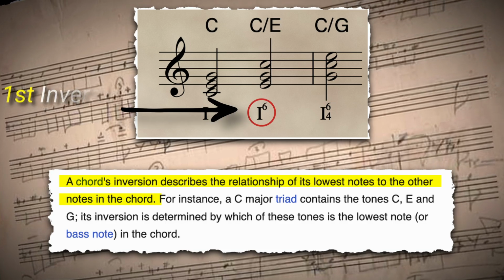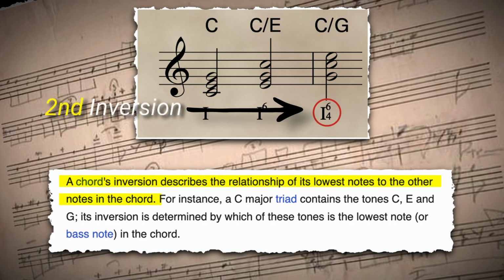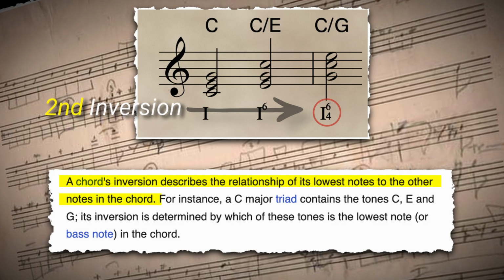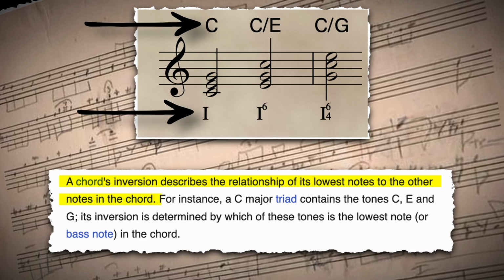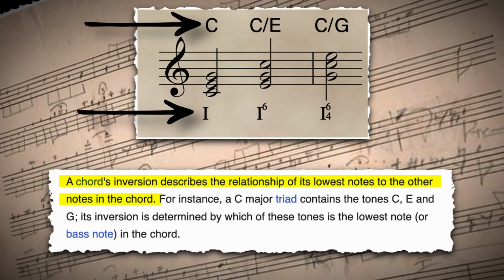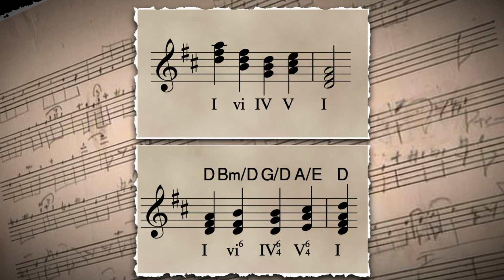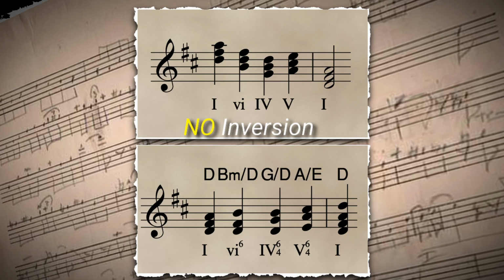The first one with the E in the bass would be referred to as first inversion, and the second one with the G in the bass would be considered second inversion. There are 2 different ways to write this, either in the standard Roman numeral notation or the version that is more commonly seen in jazz. The jazz one is a little more straightforward. But why would someone do that? Well, it creates different sounds and allows for smoother voice leading.